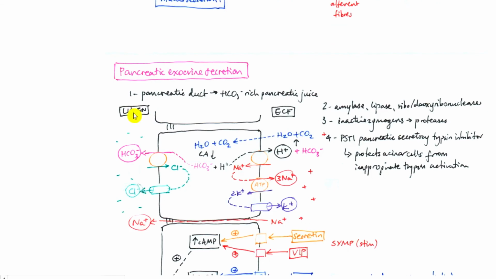So we've looked at how it secretes pancreatic juice. It also secretes these enzymes, so amylase, lipase, and ribo or deoxyribonucleases. It secretes proteases in the form of inactive zymogens, which need to be cleaved, and PSTI, or pancreatic secretory trypsin inhibitor, which protects the cells from inappropriate trypsin activation.